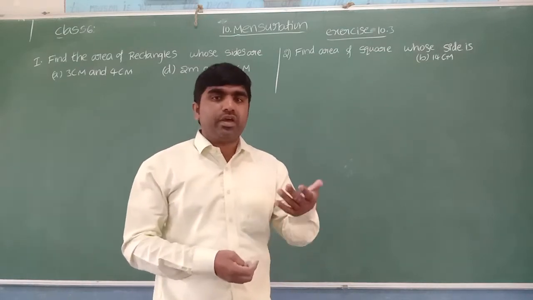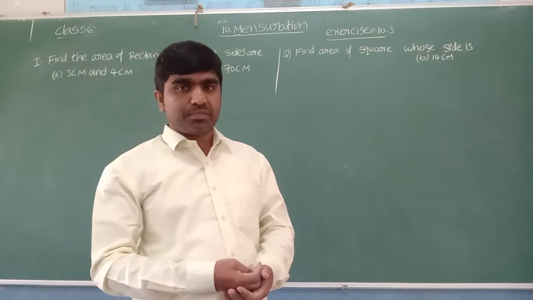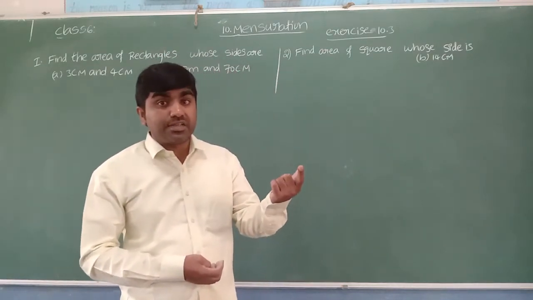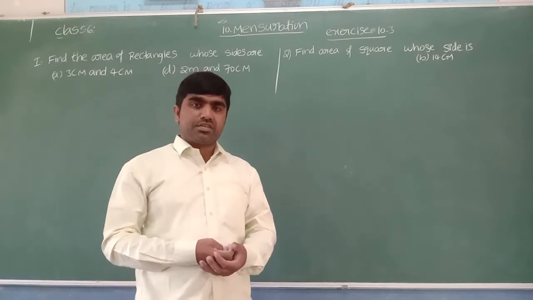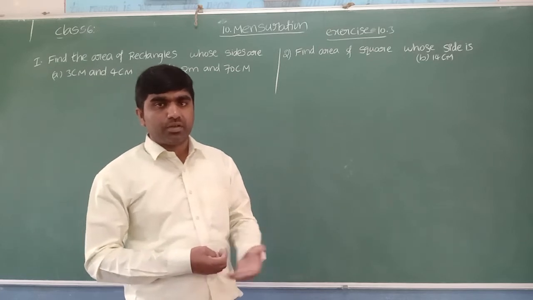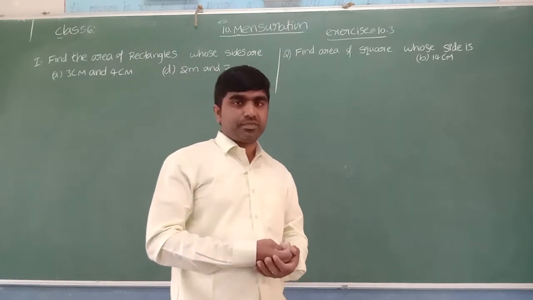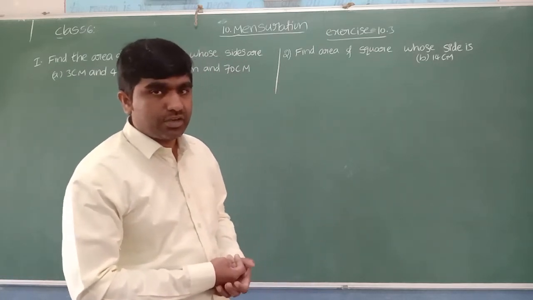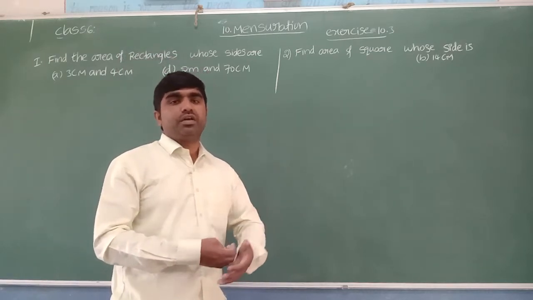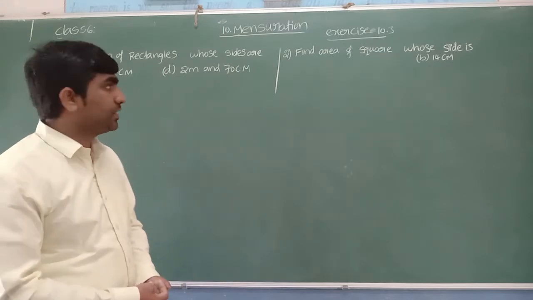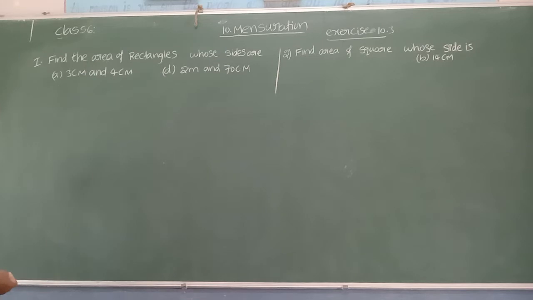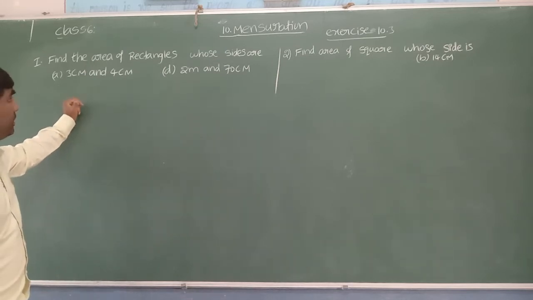What are the units of area, beta? Square units. If the sides are in centimeters, square centimeters. If the sides are in meters, square meters. What are the units of perimeter? Centimeter, meter, kilometer. And in today's class, let's see some applications based on area of square and rectangle. From exercise 10.3 we will see some applications based on area of square and rectangle.